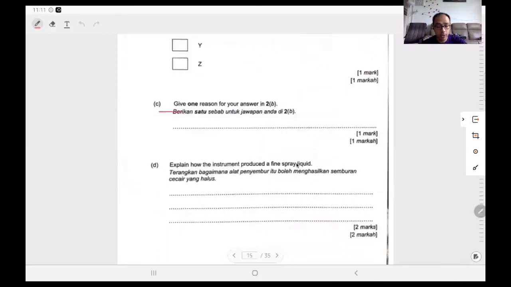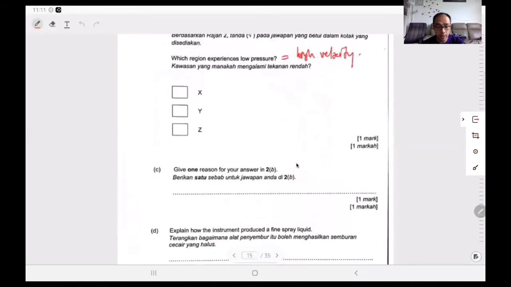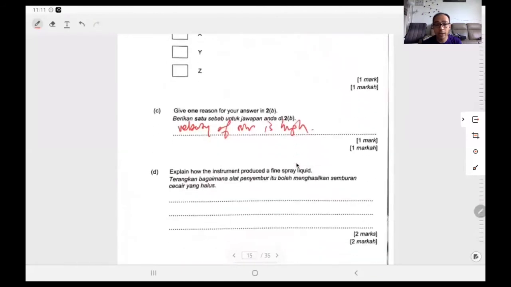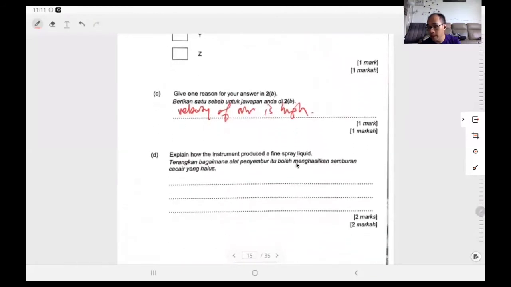Give one reason for your answer in 2B. Sorry, what's the question? Oh, low pressure. Why is it low pressure? Because the velocity of air is high in that region. So, explain how the instrument produces a fine spray of liquid.